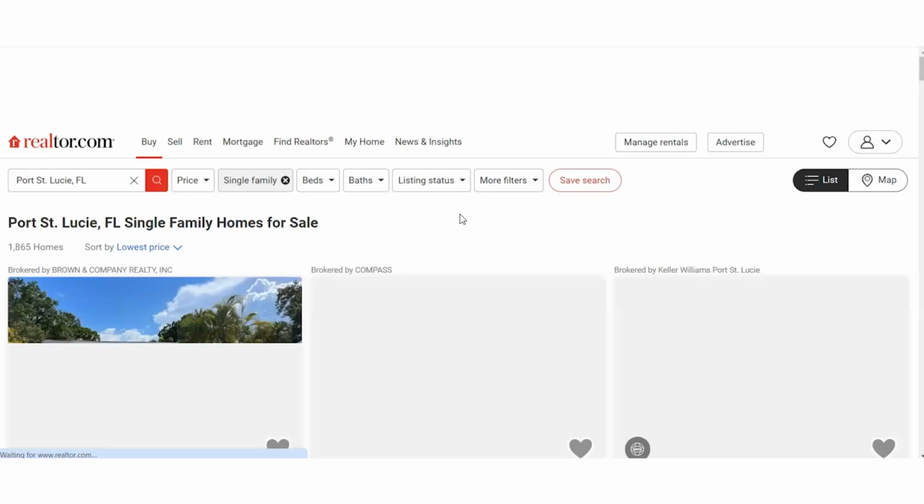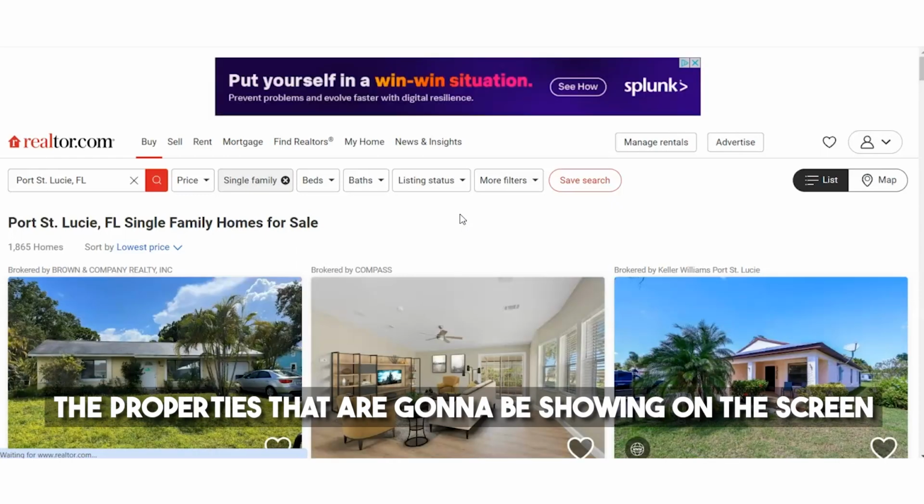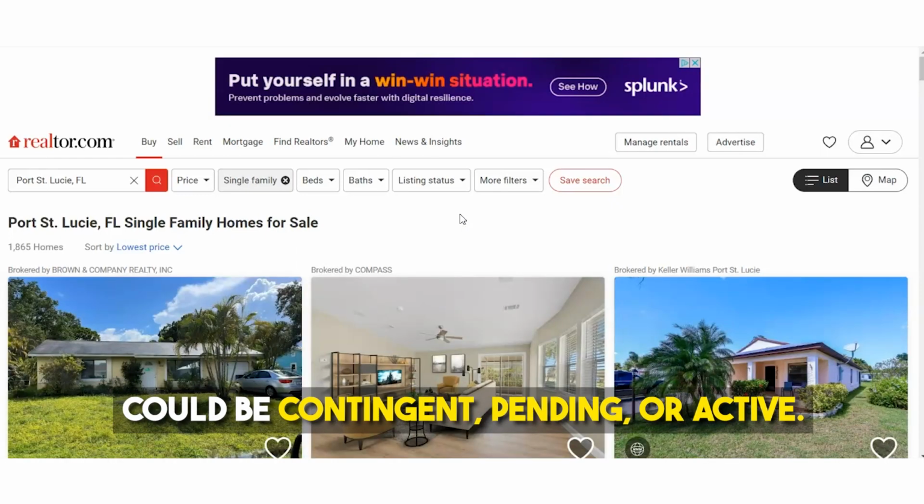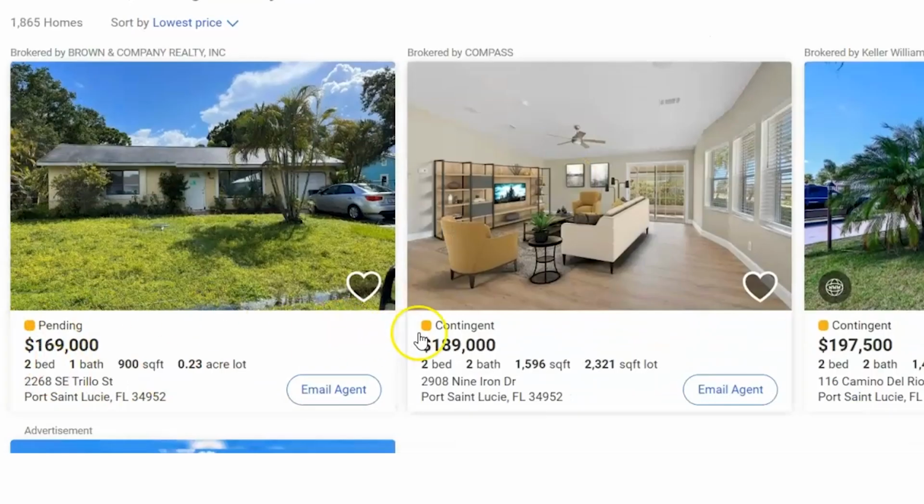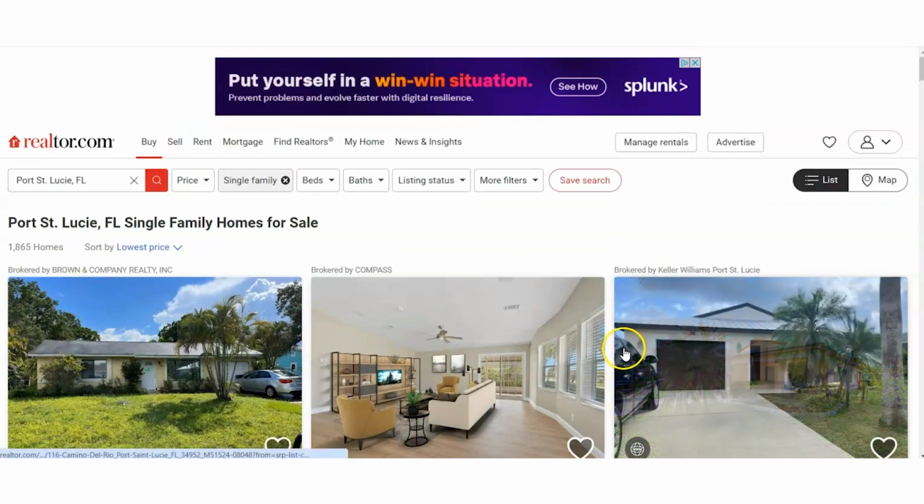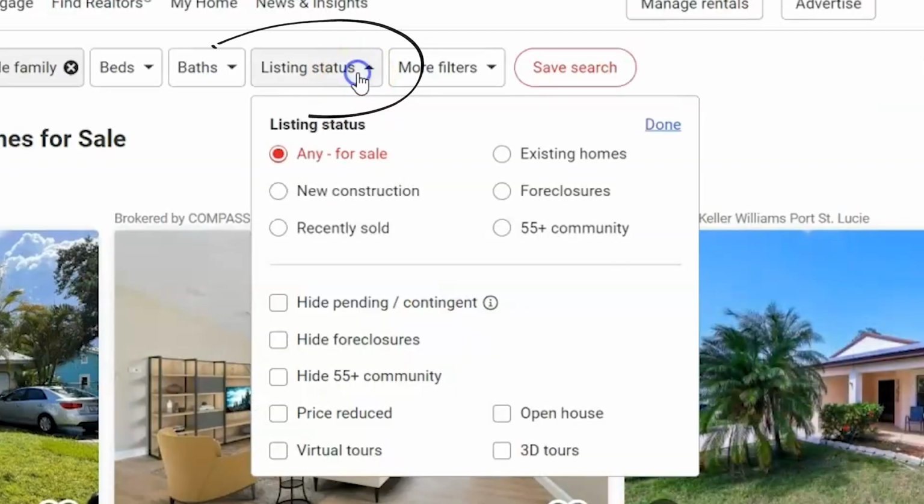Now, at this point, the properties that are going to be shown on the screen could be contingent or pending, or they could be active, right? So you can see some of them say pending and contingent. So to screen out those that are already under contract, I want to see only those that are active. So I'm going to say hide pending.